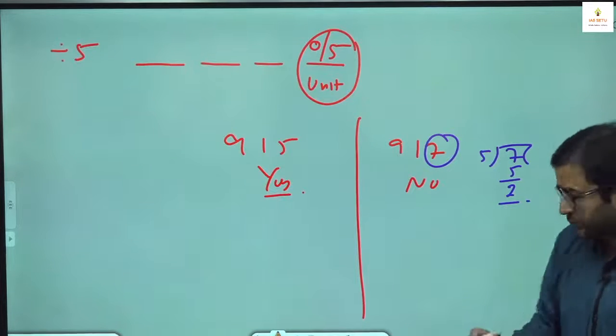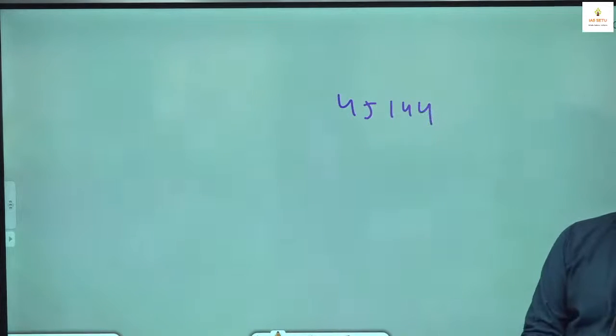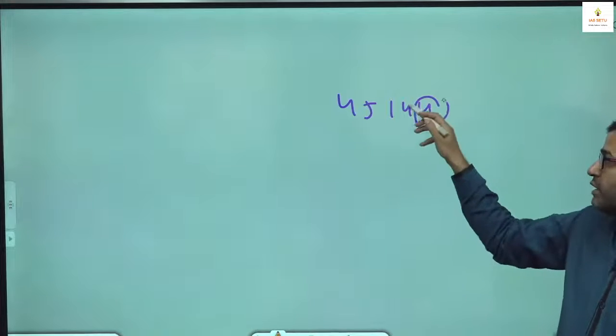Unit place digit. Like for example, 45,144, not divisible, then what is the remainder? 4 itself.